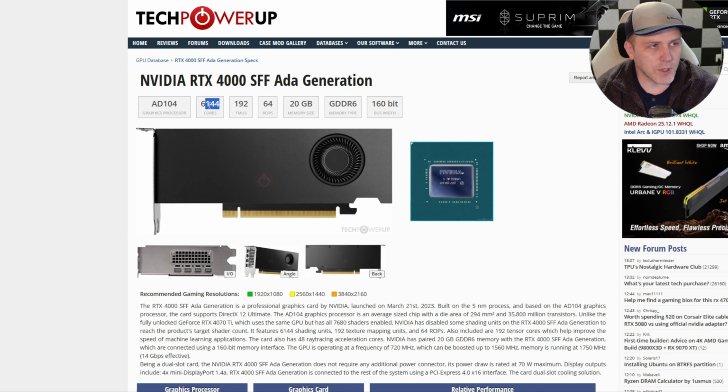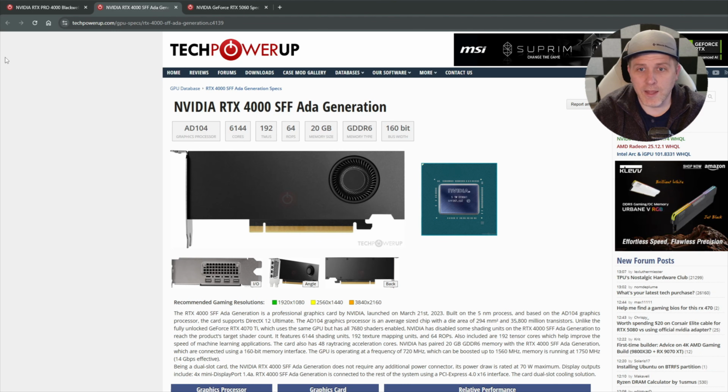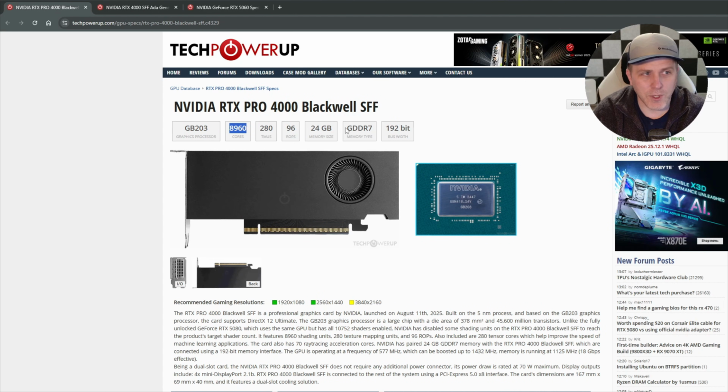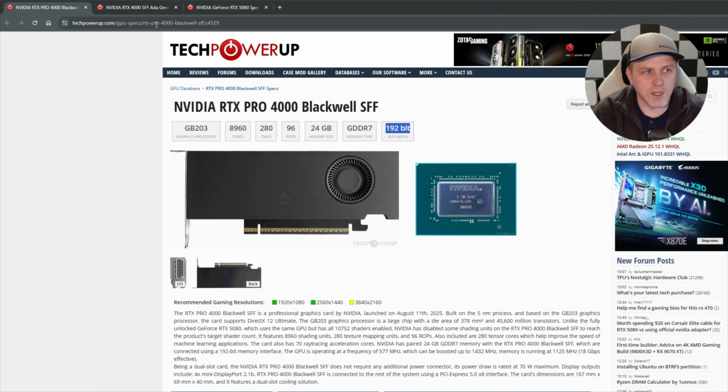Also, if you look at the core count, 6144 cores versus 8960. If you do the math on that, that is a 46% uplift solely in the number of cores. And that's without taking into account the fact that we're now on GDDR7 RAM and the 192-bit bus width. So I'm hoping we get quite a bit of uplift in performance on this version.